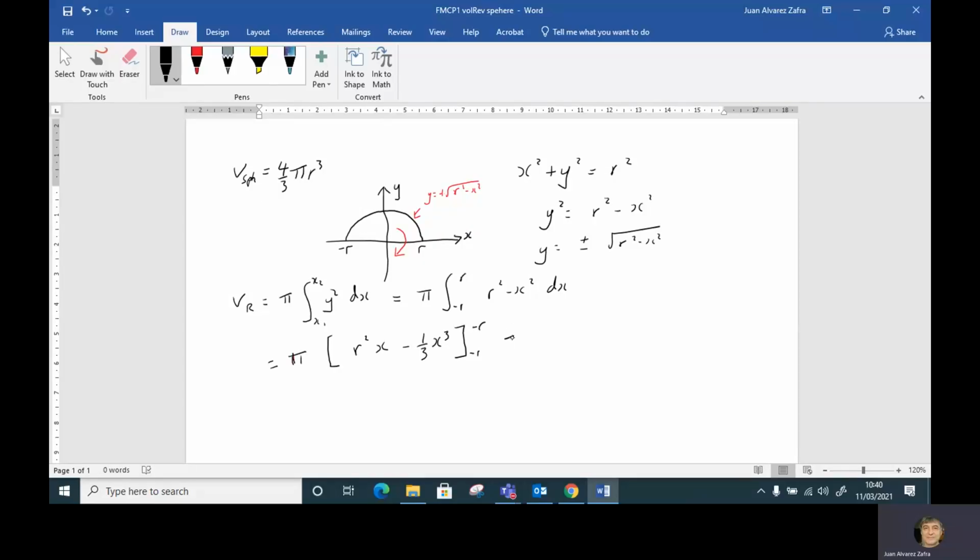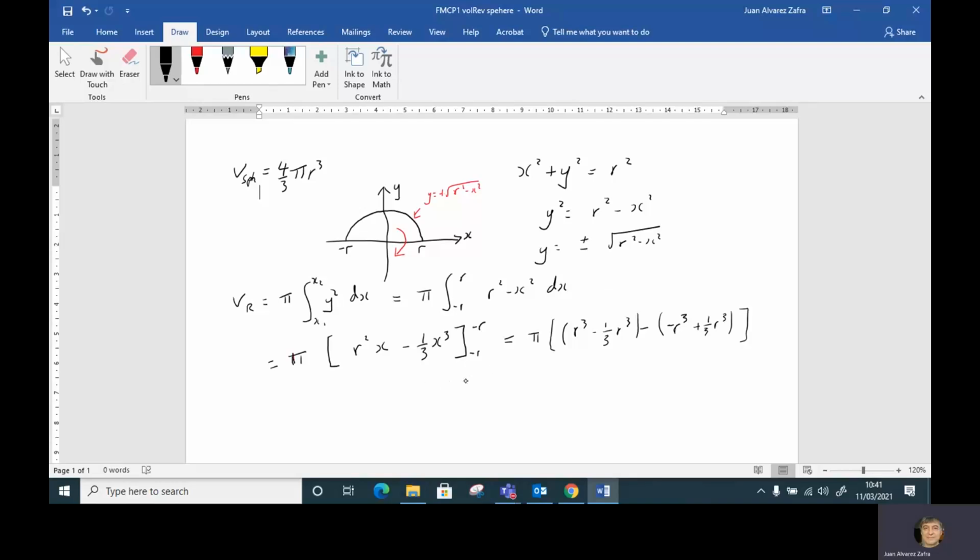And so if we now substitute in r, we get pi, putting in r, we get r cubed minus 1/3 r cubed, and putting in minus r, we get minus r times r squared, which is minus r cubed, and putting in minus r, we get plus 1/3 r cubed, because there are 4 negatives inside this bracket. 1 negative from the minus 1/3, 3 negatives from minus r being cubed, which gives us a plus 1/3 r cubed.